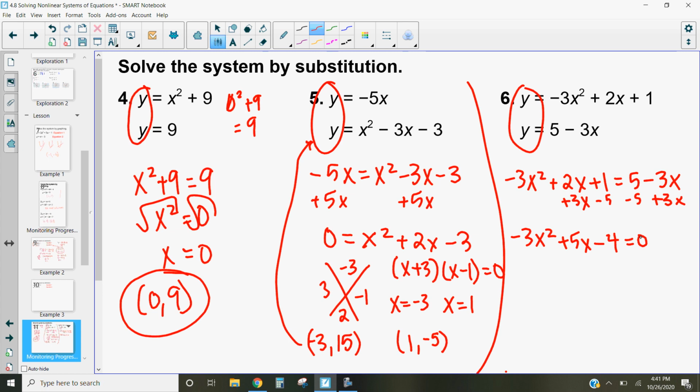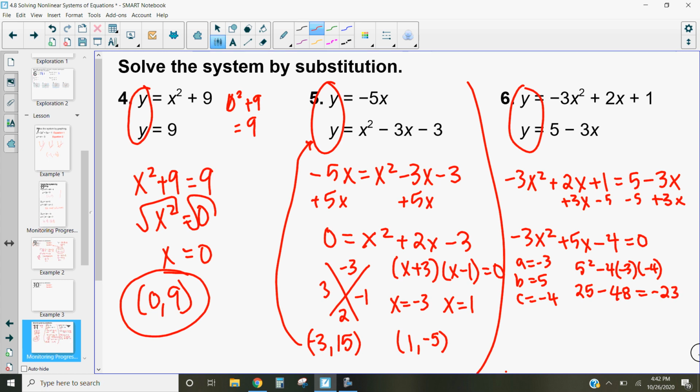Now, I could try to factor this if I wanted to. In this case, I'm going to use the quadratic formula to solve for x here. Again, any method will work depending on what your numbers are. So my a value is -3, b is 5, c is -4. Then we want to do that discriminant. So 5 squared minus 4 times -3 times -4. Well, this is going to be 25, and 4 times -3 is going to be -12, and that times -4 is going to be 48. So minus 48, and 25 minus 48 is going to give us a -23.